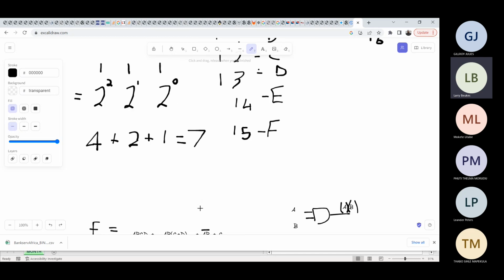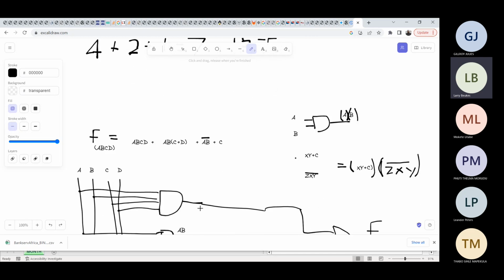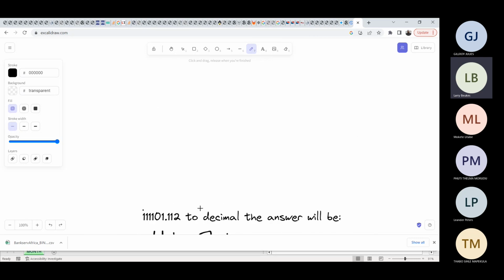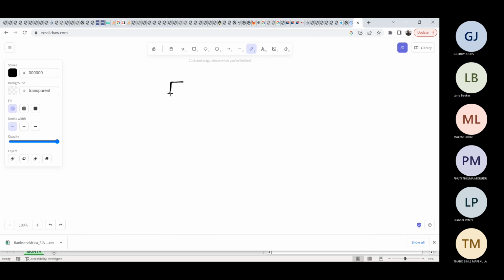Okay, let's do another simple one. Let's do it the other way around. 52. Now this is decimal. The question is convert this into binary. So now what do we do?